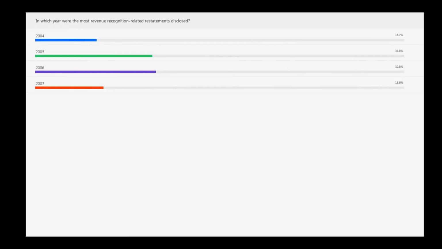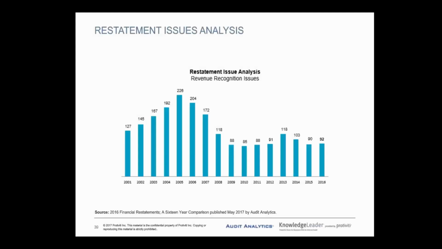Clicking through here to the actual slide itself. In 2005, there were 226 revenue recognition issues filed for the financial restatement. That's a tongue twister apparently. There was actually a sharp drop from 2005 down to 2010. A little bit of an uptick after that, and the trend has been downward since then to only 92 revenue recognition related restatements in 2016.